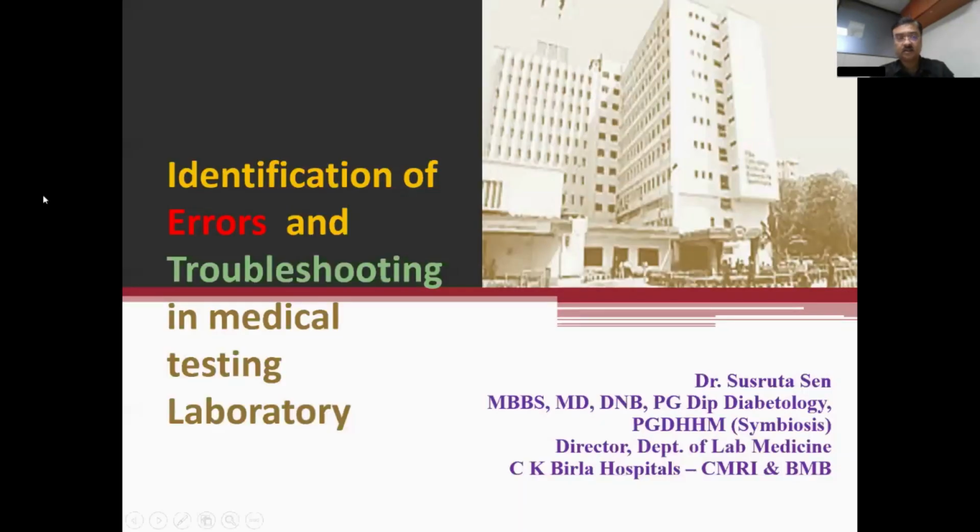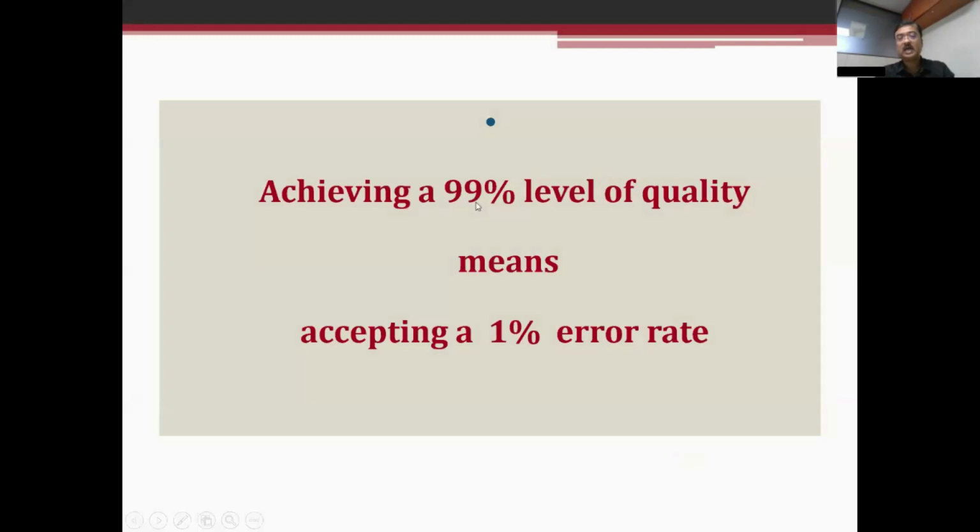So let's start with the first one: identification of errors and troubleshooting in the medical testing laboratory. When we talk about identification of errors and troubleshooting, first we need to understand what an error is, what we call an error in a laboratory. Achieving a 99% level of quality, what does it mean? Is it good? Is it excellent? But achieving a 99% level of quality means you are accepting 1% of error.